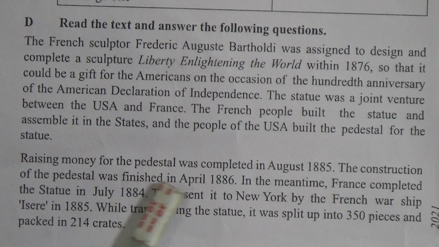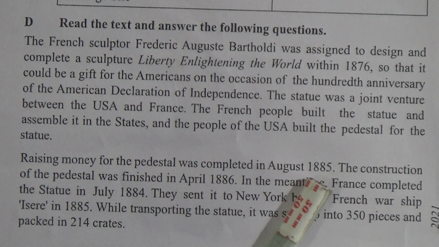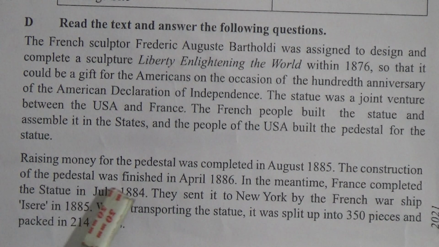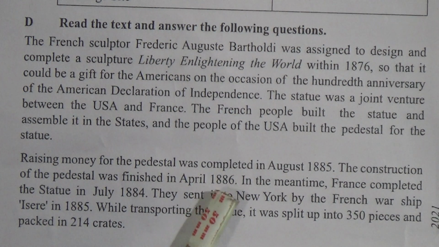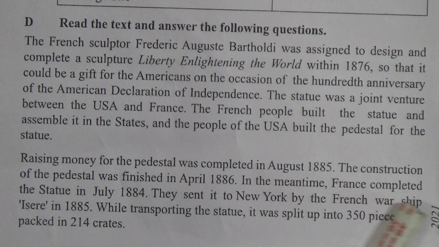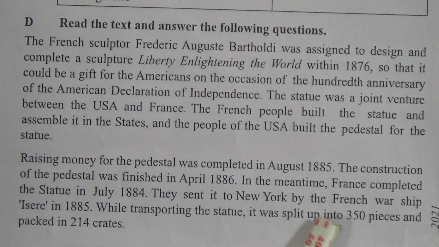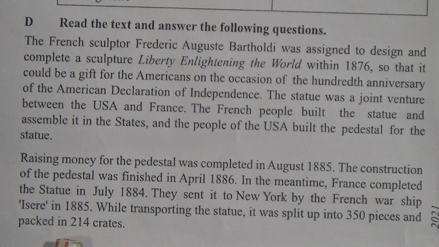Raising money for the pedestal was completed in August 1885. The construction of the pedestal was finished in April 1886. In the meantime, France completed the statue in July 1884. They sent it to New York by the French warship Isère in 1885. While transporting the statue, it was split up into 350 pieces and packed in 214 crates.